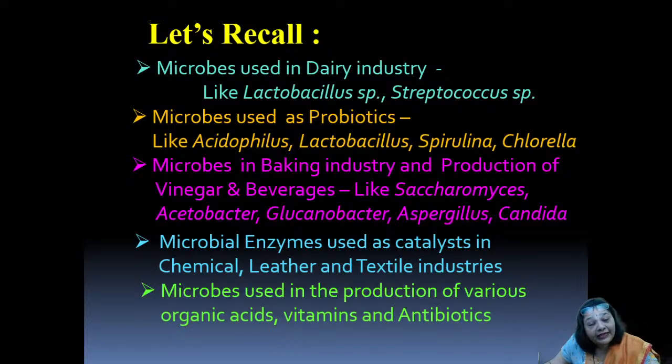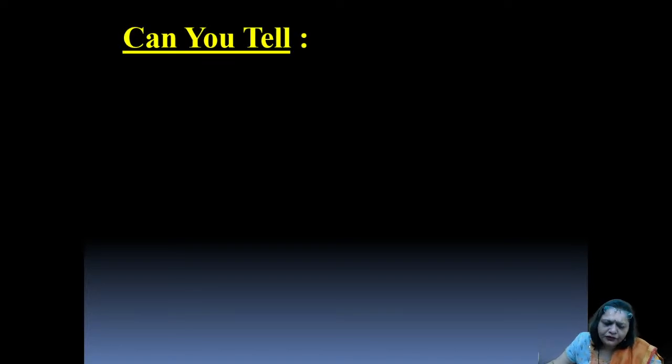Now, microbial enzymes are also used as chemical catalysts in the chemical industry, in the leather industry, and also in the textile industry. Microbes are used in the production of various organic acids, vitamins, and antibiotics. This is what we saw under industrial microbiology. I hope you all have gone through what is given in the textbook and also referred to other reference books, so I hope you have understood the role of microbes in different industries under industrial microbiology. Let us continue with today's session.